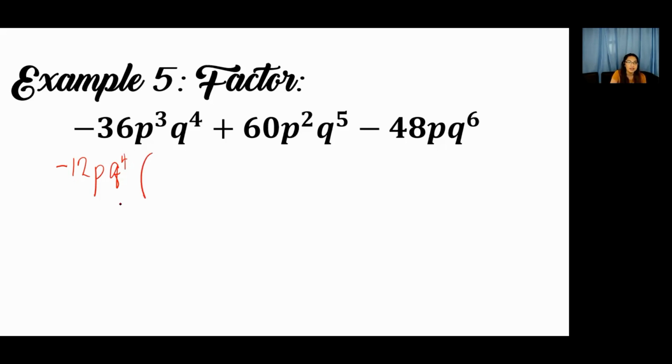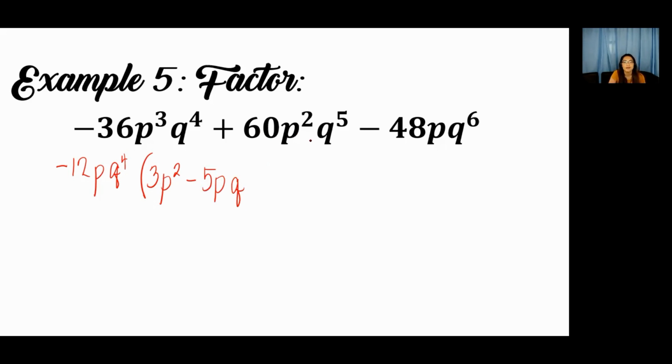Now, we have to divide the GCMF to our trinomial. Negative 36 divided by negative 12, that is positive 3. And then P cubed divided by P, we have P squared. Q to the 4th divided by Q to the 4th is 1. And when we multiply 3p squared to 1, the answer is still 3p squared. Okay? Next, positive 60 divided by negative 12, that is negative 5. And then p squared divided by p, that is p. Q to the fifth divided by q to the fourth. So, 5 minus 4, may matitirang isa pang q.